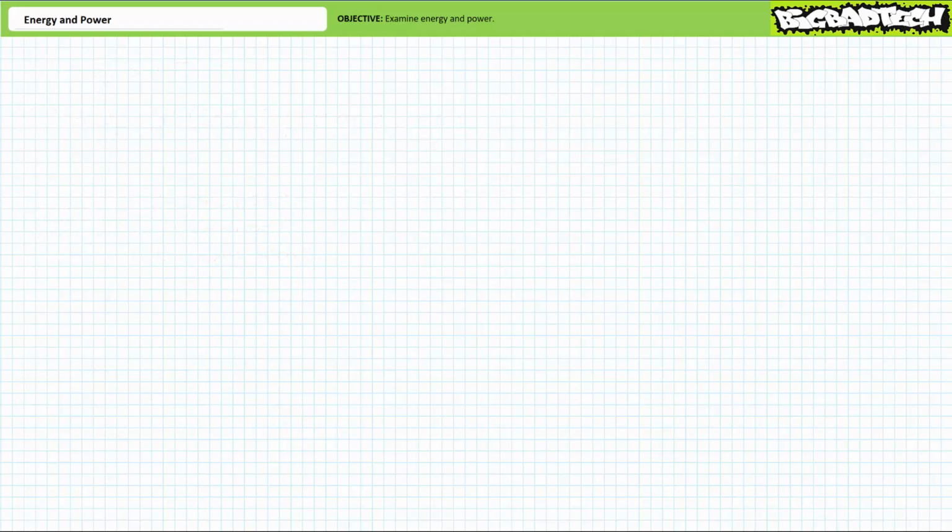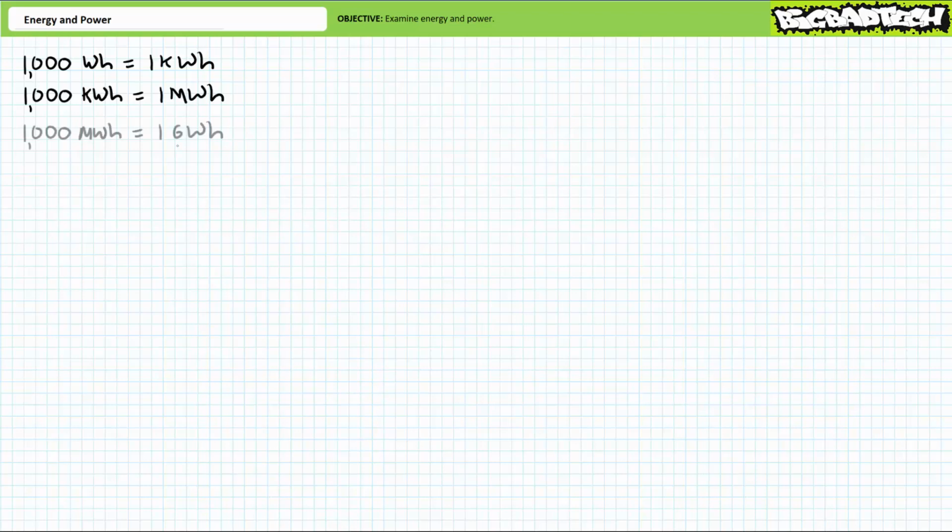If the application is considerably larger, for example the daily and annual energy output of a large generation facility, you'll sometimes see figures in the megawatt-hour or gigawatt-hour range. Given your understanding of engineering prefixes, you will note that 1,000 watt-hours equals 1 kilowatt-hour. 1,000 kilowatt-hours equals 1 megawatt-hour. And finally, 1,000 megawatt-hours equals 1 gigawatt-hour.